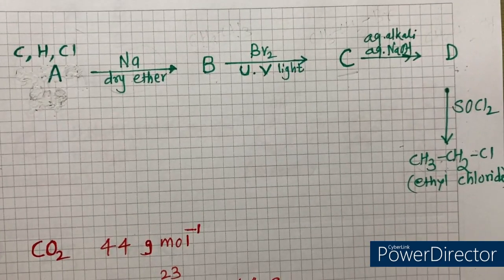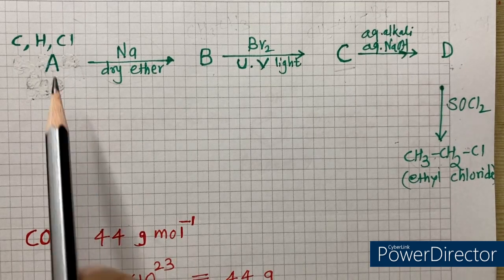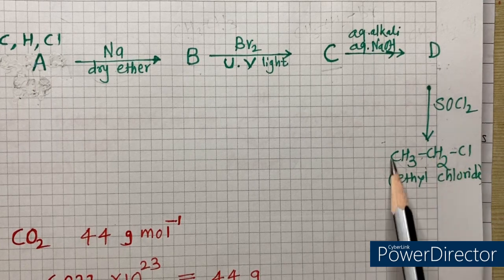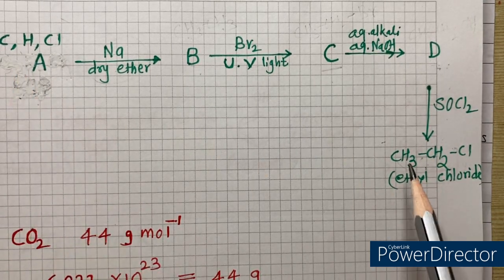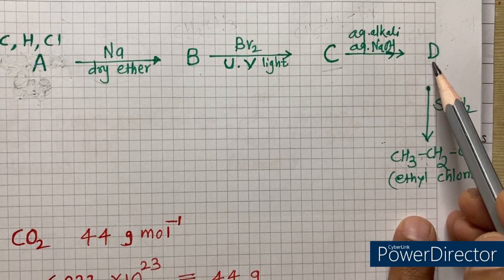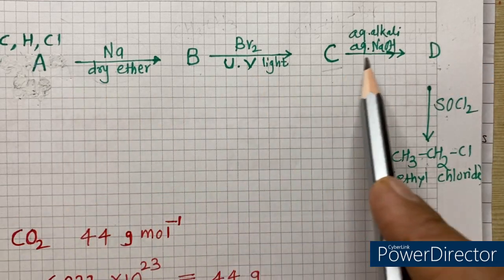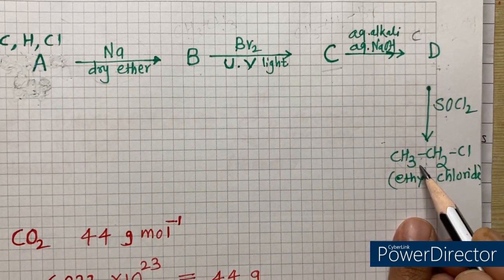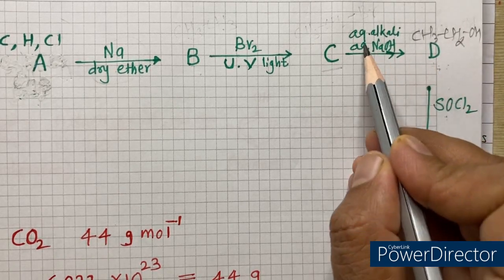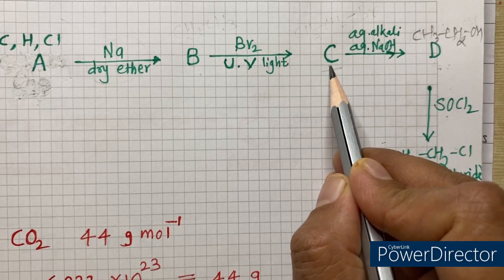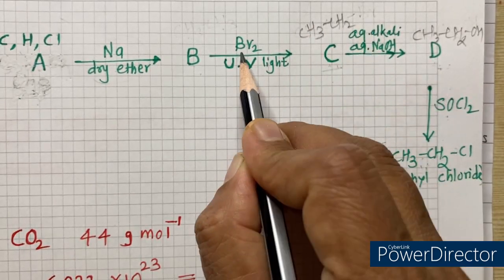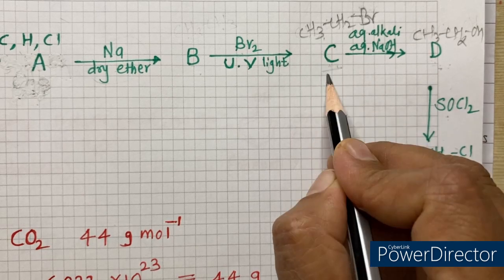Now see the answer here. The last product is given, and we want to find out compound A. Now go in reverse. This is obtained by the action of thionyl chloride, so it must be an alcohol or carboxylic acid. But here, since it is Wurtz reaction, it should be an alcohol. This is ethyl chloride, therefore this is ethyl alcohol. Now this is obtained by alkaline hydrolysis of an alkyl halide, here an ethyl halide. Here bromine is used, therefore it is ethyl bromide.